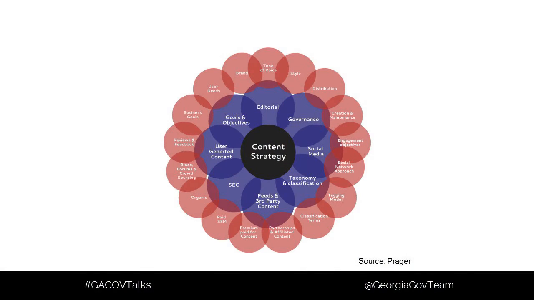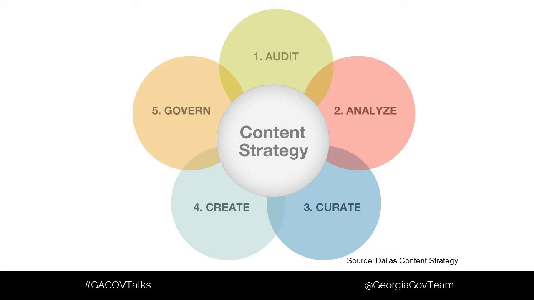Now, content strategy can be a lot of things to a lot of people. This diagram kind of blows my mind. A lot of people think content strategy can be everything, and really, everything on your website is content. So this gets into tone of voice, style, distribution, social media, tagging, classification terms. These are all part of content, but this is a pretty complicated slide. So really, this is more of a process-oriented diagram that shows exactly what you do with content strategy.